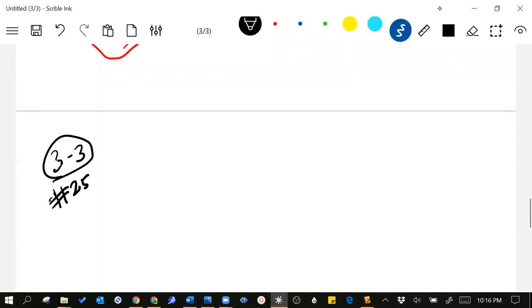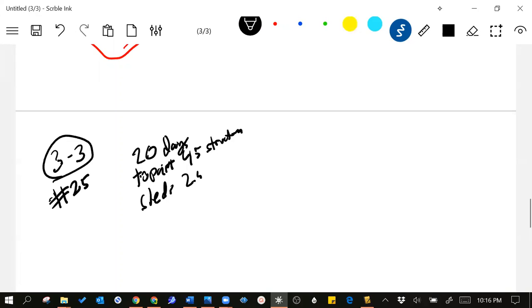And this is the one that says that Sean has 20 days to paint 45 structures. Some of them are sheds, and you can do 2.5 per day. Some of them are playhouses, and you can do 2 of those per day. So that's pretty much the information that's given. A combination of these has to be less than or equal to 45, and you can do only 2 a day of houses and only 2.5 a day of sheds.